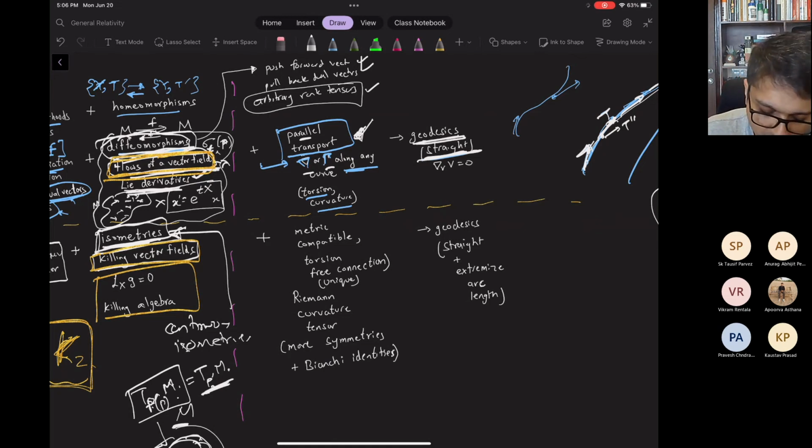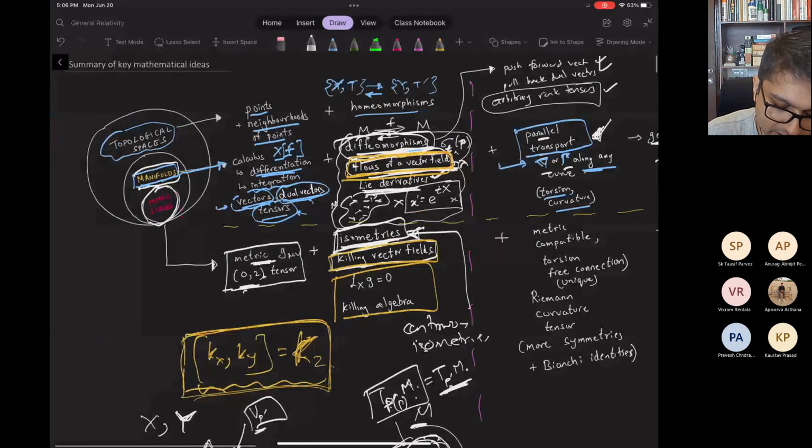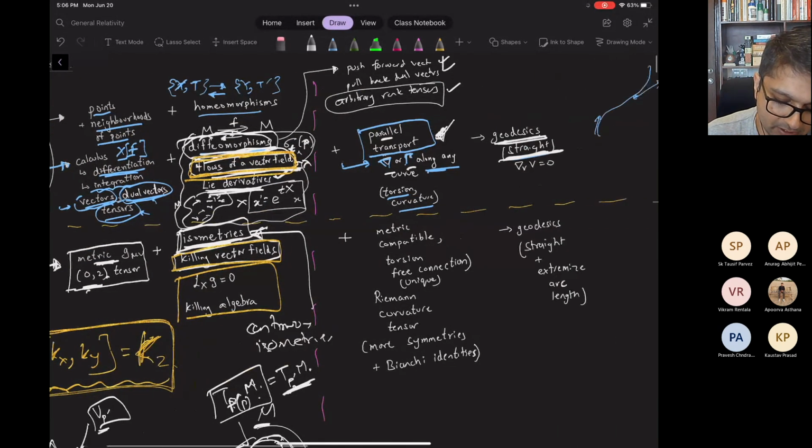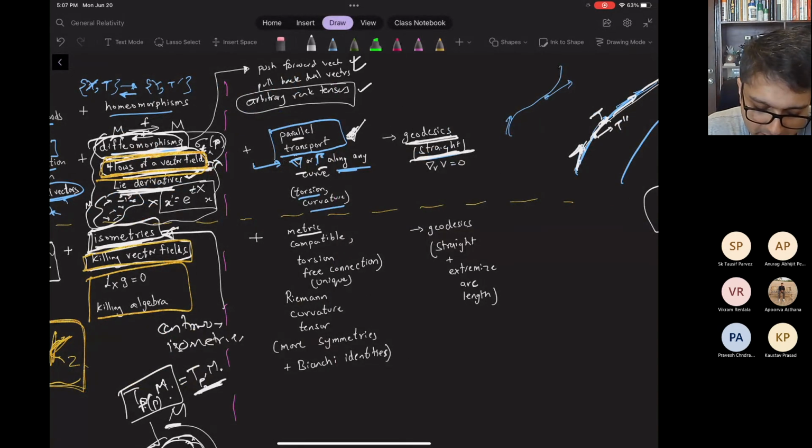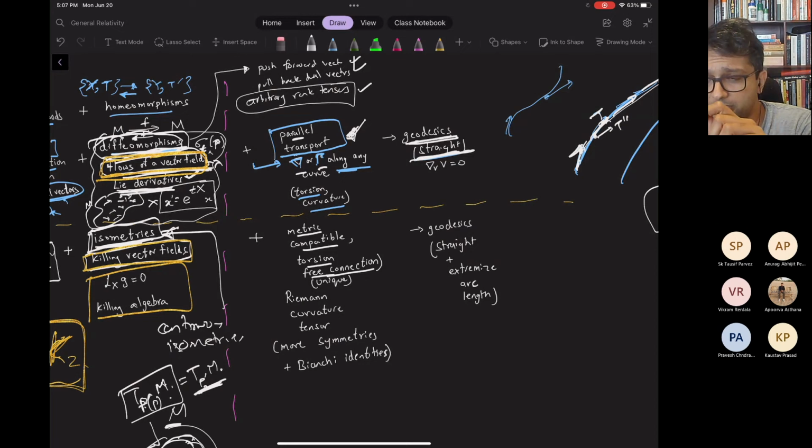But now what you can do is look at what happens to this concept when you introduce a metric on the space. When you introduce a metric on the space, there is a unique metric compatible connection which is torsion free. So among the many possible choices that you can have for a connection, one particular connection gets picked out for you. That is the unique metric compatible torsion free connection.